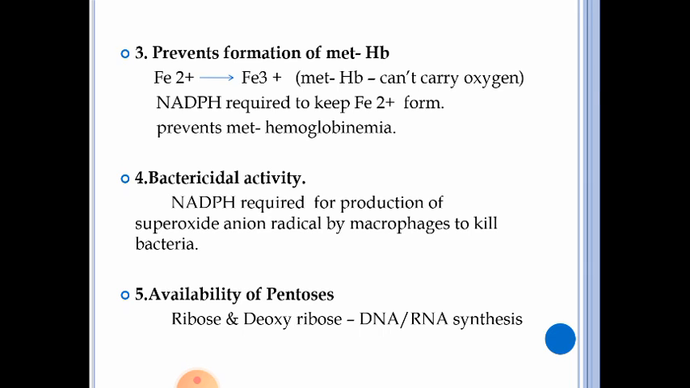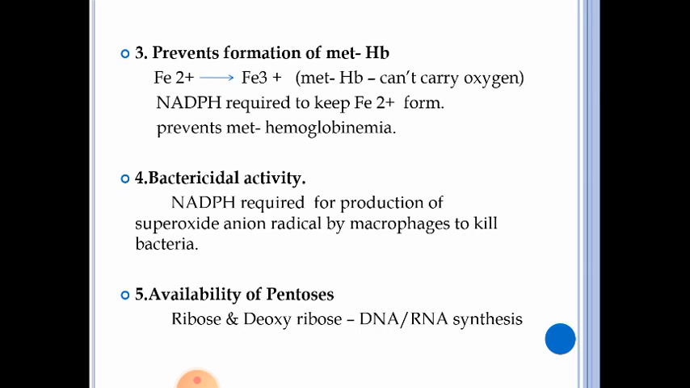In methemoglobin, Fe2+, the reduced form of iron in the hemoglobin, is converted into Fe3+. This methemoglobin is functionless and cannot carry oxygen. If there is a larger amount of methemoglobin in our blood, it is called methemoglobinemia, which reduces the oxygen carrying capacity of the blood. So NADPH is the one which helps in keeping the Fe2+ form in the hemoglobin, and thus prevents methemoglobinemia.